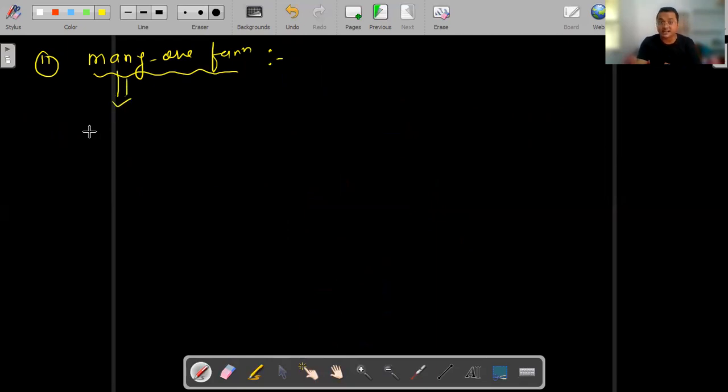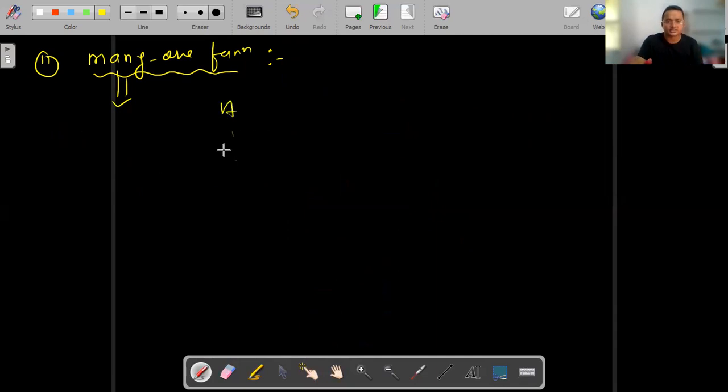Now, second type. Second, we will see many-one function. So what is many-one? By listening to the name, you can understand the meaning of many-one function. Many mapping with one, that's it. Many mapping with one is called many-one function. Let's say I am giving you an example.